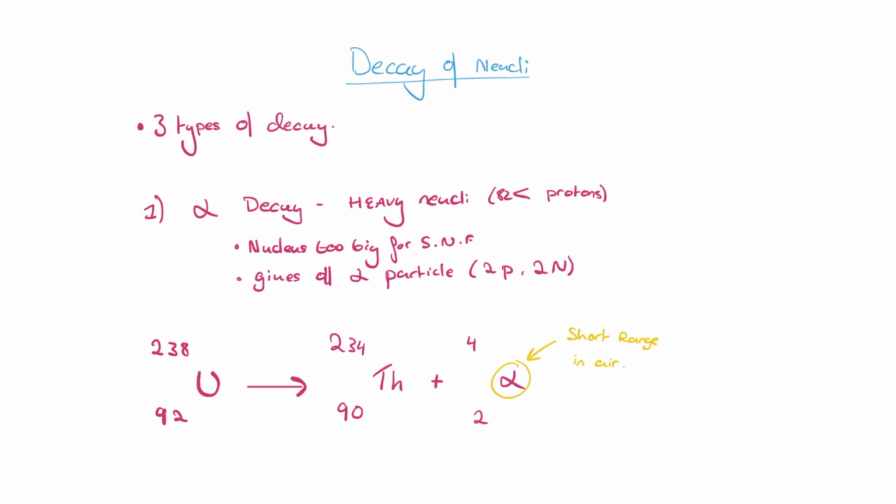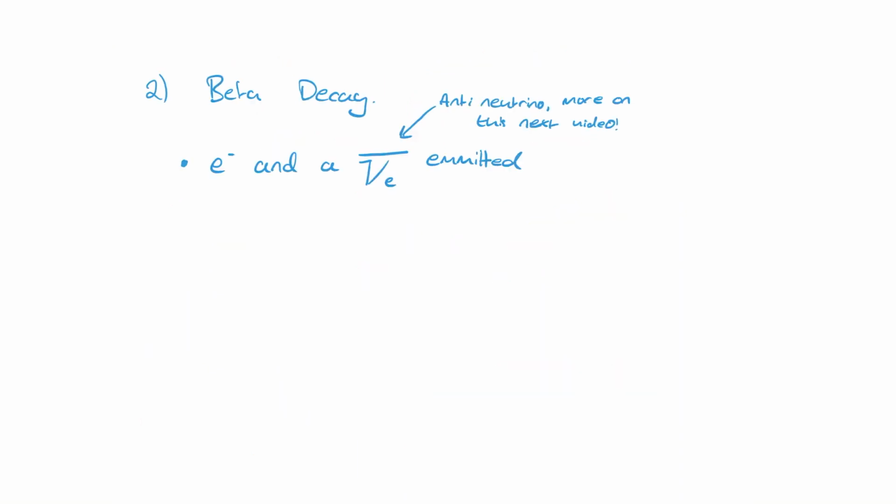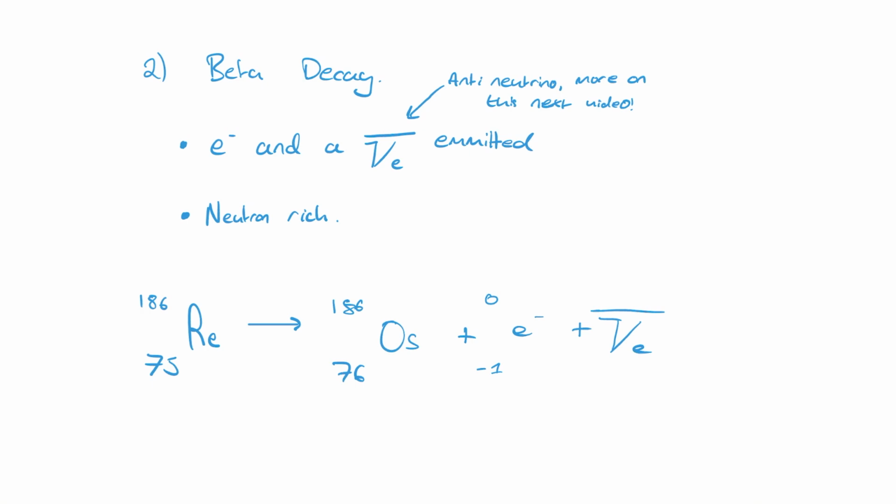Alpha particles have a very short range, only a few centimeters in air. You can test this using a Geiger counter. If you put it close to an alpha source, then move it away slowly, the count rate should drop within a few centimeters. Beta decay is the emission of an electron from the nucleus along with an antineutrino particle. This decay occurs in neutron-rich nuclei. When a nucleus emits an electron, a neutron turns into a proton, an electron, and an anti-electron neutrino.